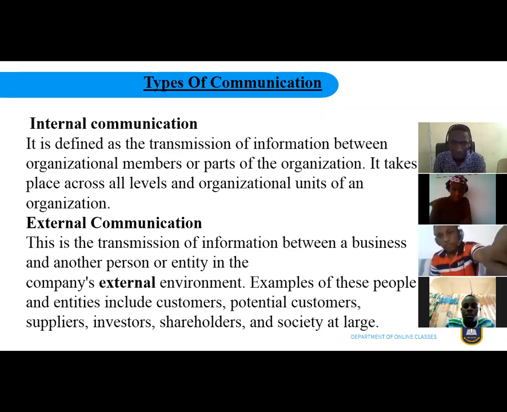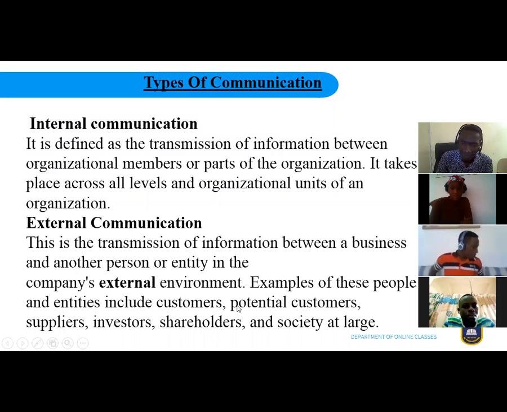Now, look here. Examples of these people and entities include the customers and potential customers. What is the difference here? We have customers, and then two, a potential customer. A customer is a person who is currently patronizing, or buying the goods and services of the firm. A potential customer is the one that may buy. It means that he's not yet buying, but he may buy in the future. That's the difference between the two of them. And so communicating with them through whatever means is part of what?